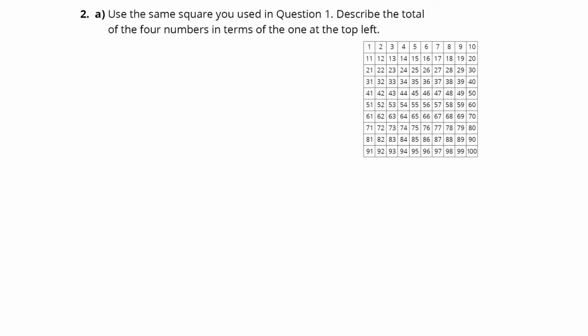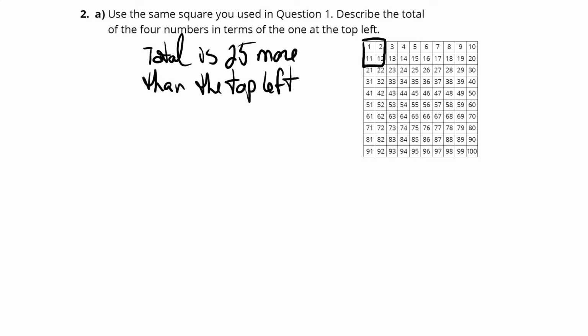Now we're using the same square that we used in question 1, and we're describing the total of the 4 numbers in terms of the one in the top left. So the total, if we add those up, the bottom is 11 plus 12 is 23, plus 1 plus 2 is another 3, so we get a total of 26. So in terms of the top left number, the total is 25 more than the top left.